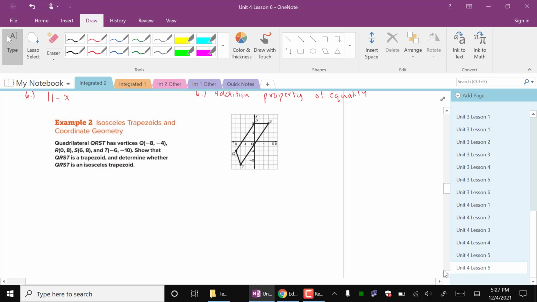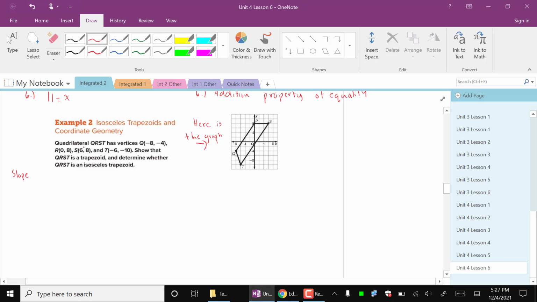Let's take a look at example 2. Example 2, we're going to deal with isosceles triangles and a graph. It gives us the coordinates and says graph it out. Well, I'm going to give you the graph already. So here's the graph. I graphed out all the points. Now what do I want to do? I want to determine if this is an isosceles triangle or not. How am I going to do that? I'm going to start with the slopes and determine from the slopes if it's an isosceles triangle or not.